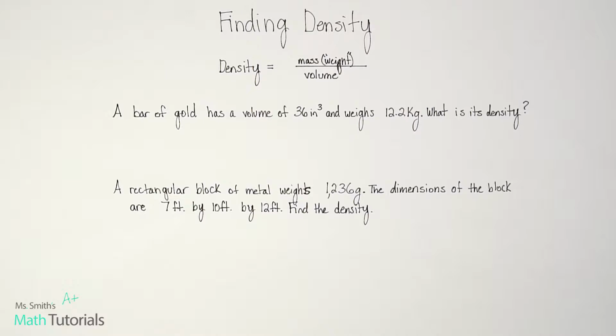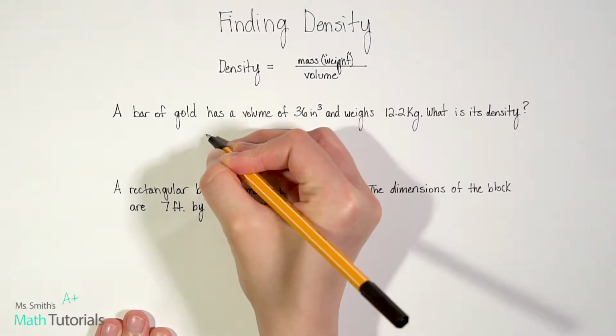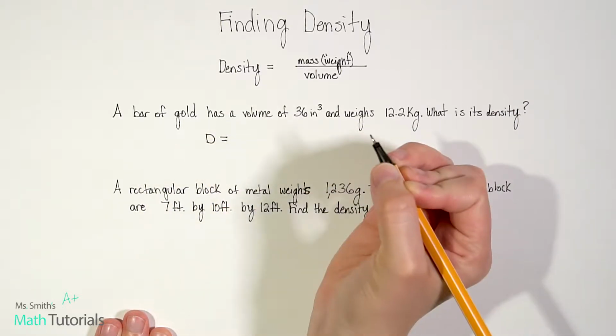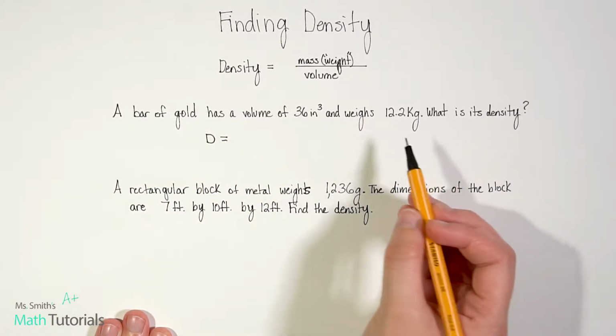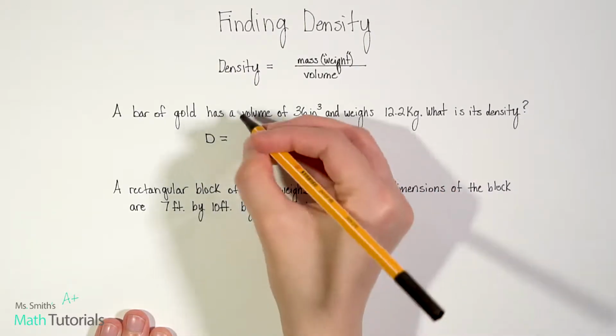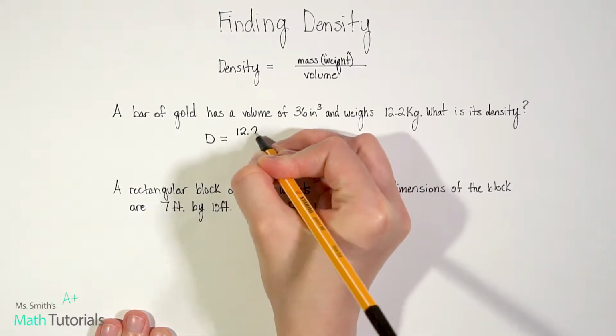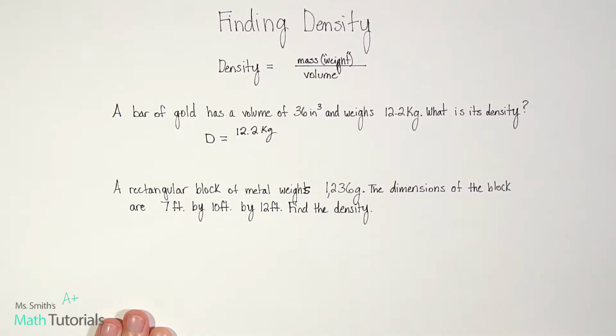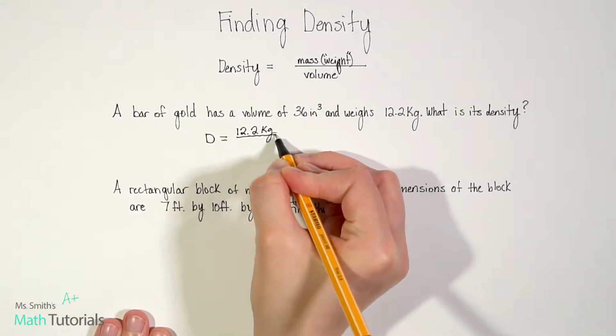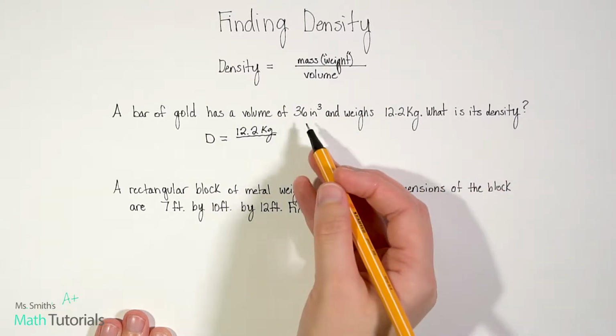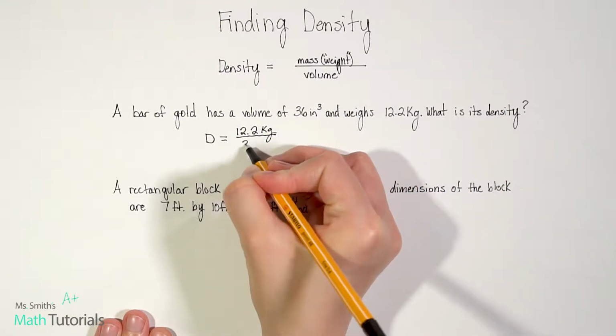Let's just dive right into a couple examples. A bar of gold has a volume of 36 inches cubed and weighs 12.2 kilograms. What is its density? In this case, we would say our density, or our D, is our mass, or our weight. Okay, it says it weighs 12.2 kilograms, so we'll put 12.2 kg, and we're going to divide that by the volume, which it says is 36 inches cubed.